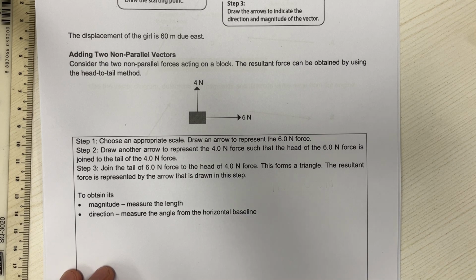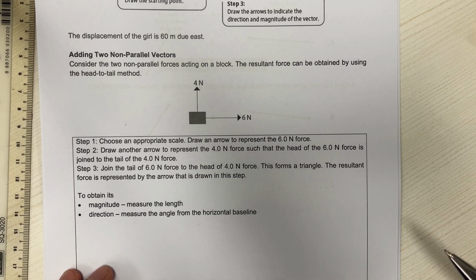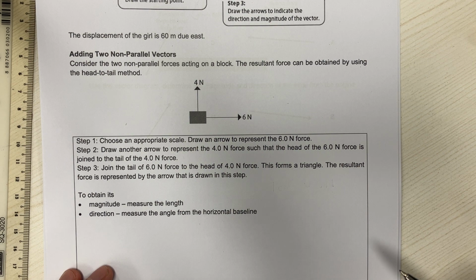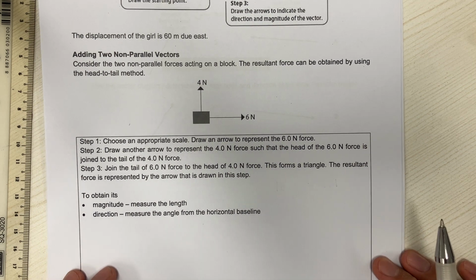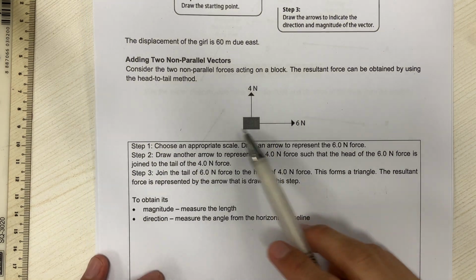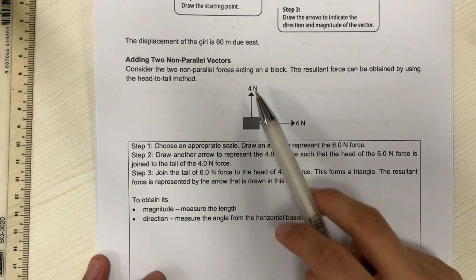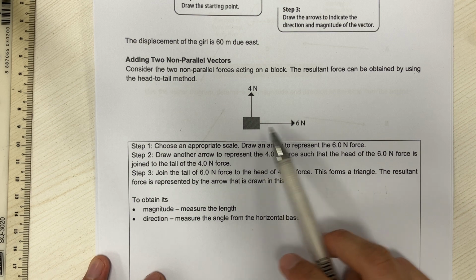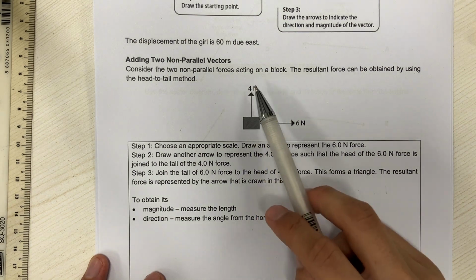Okay, hi everyone. So in this video, we'll teach you how to add two non-parallel vectors using a graphical method. Basically, that means by drawing it out. Okay, so we have a block here. There's two forces acting on it, a 6 Newton sideways and a 4 Newton upwards, right?